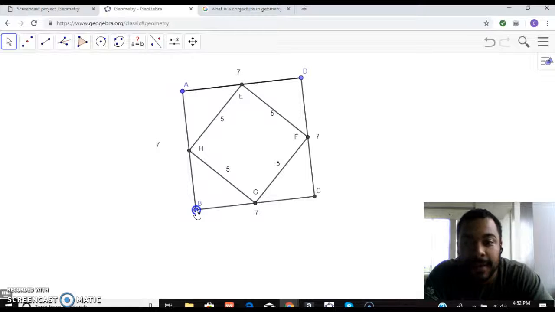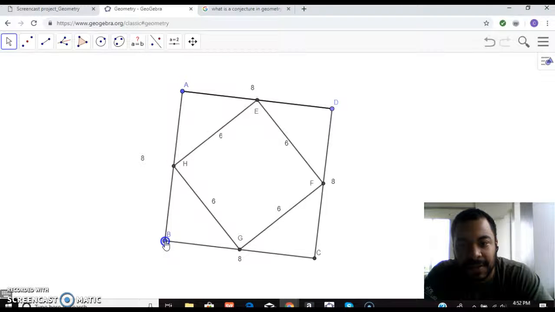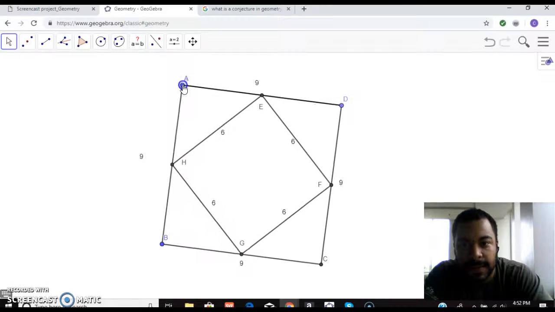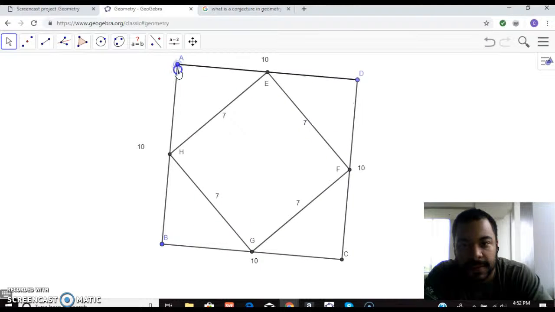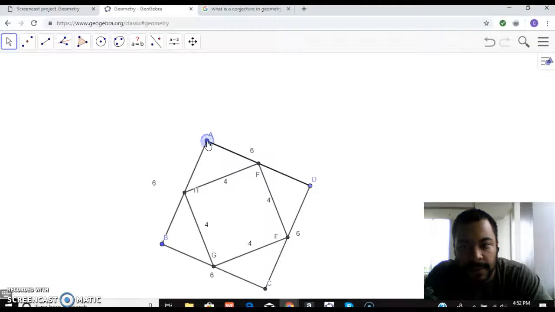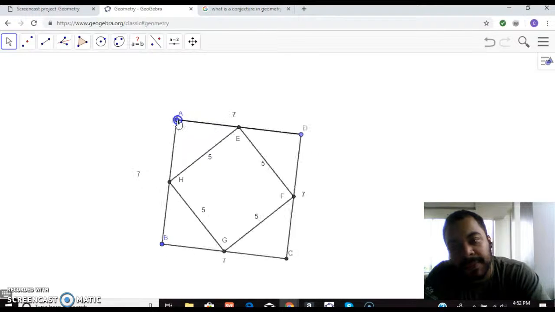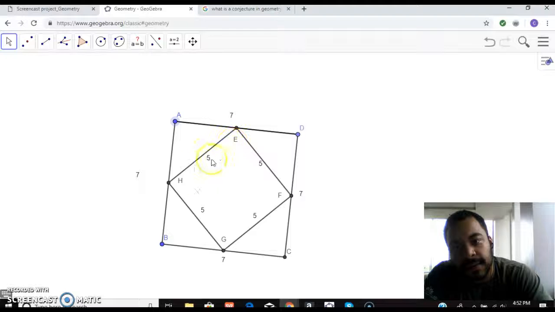So here the outside is 7, but the inside is 5. So maybe that conjecture isn't a good guess, because that doesn't really work. Oh, interesting. It doesn't seem to be proportional, the changes in measurement of the inside compared to the measurements of the outside quadrilateral.